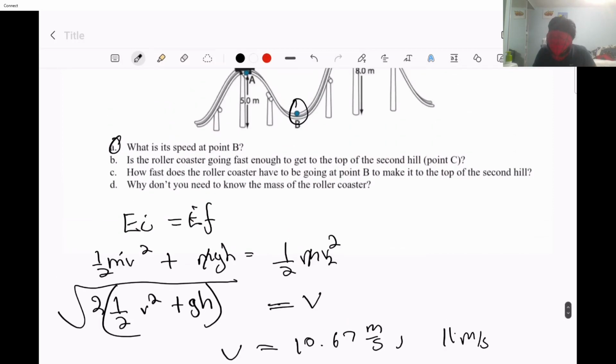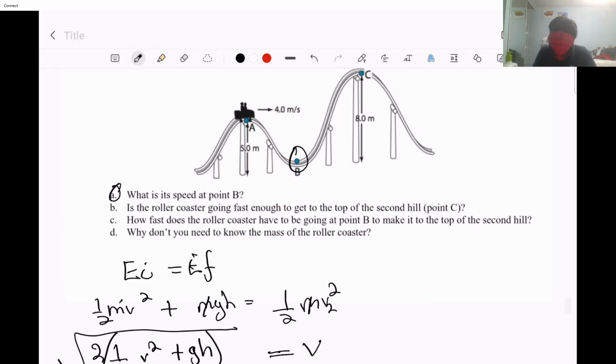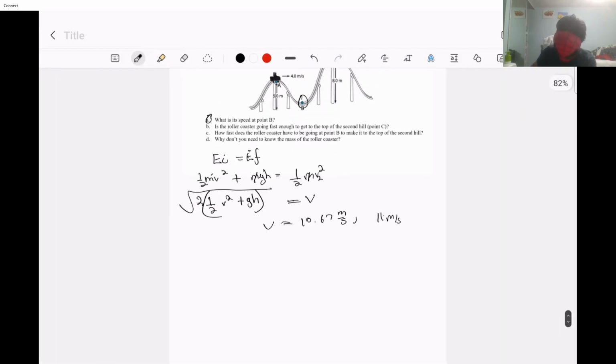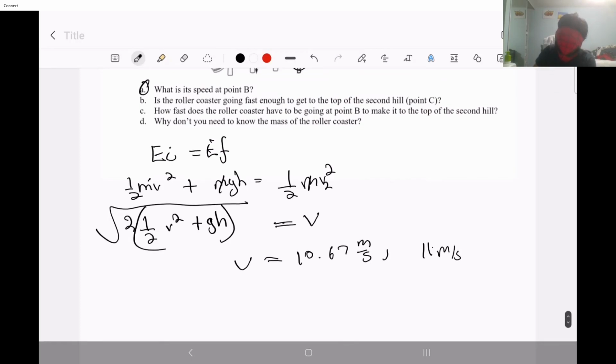So now, is the roller coaster going fast enough? So this part B, is the roller coaster going fast enough to get to the top of the second hill, point C? So okay, basically parts B and C go hand in hand. C also says how fast does the roller coaster have to be going at point B to make it to the top of the second hill. Second hill is point C, obviously. So now let's do it. By finding point C, we can see point B. Okay.